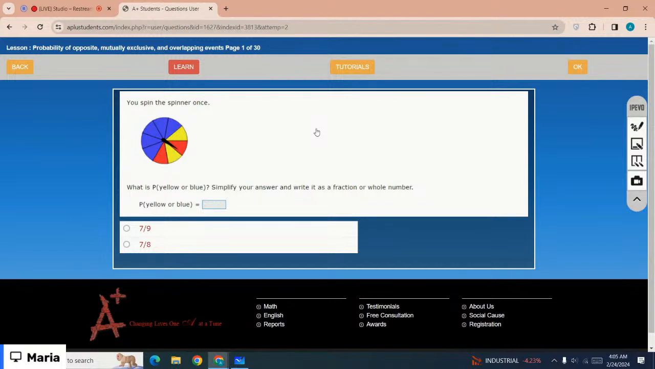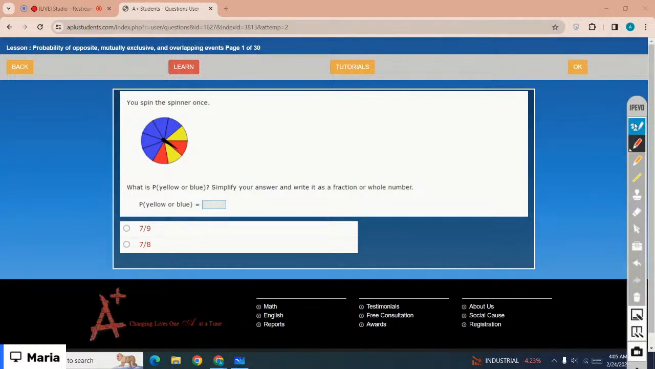Okay, you spin the spinner once. What is the probability of yellow or blue? You need to calculate the probability of both the events. Yellow and blue are two different events. So let's calculate the probability of yellow first. You have two portions yellow out of 9, so 2 out of 9 is the probability.